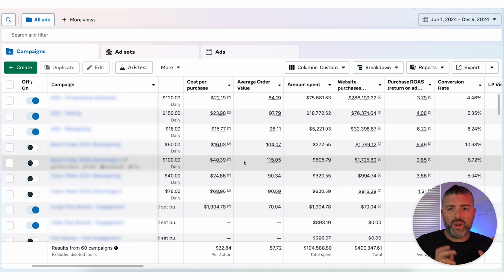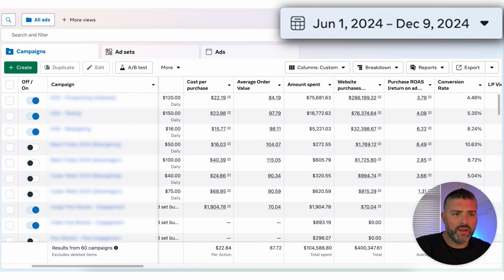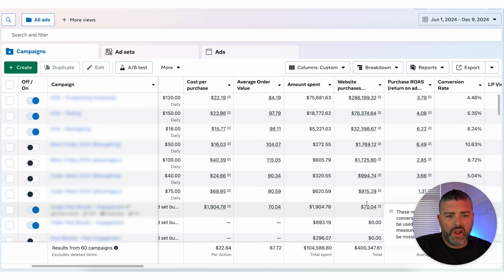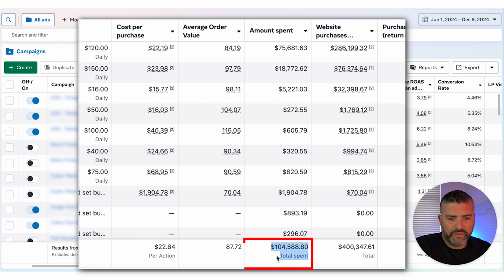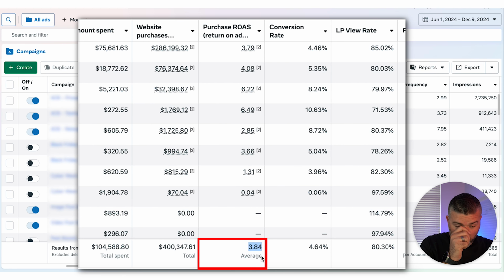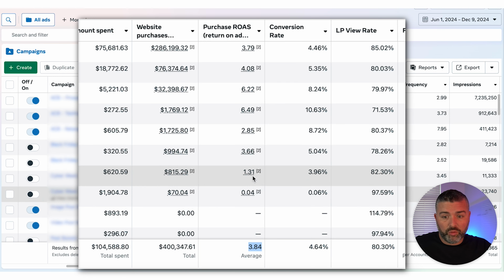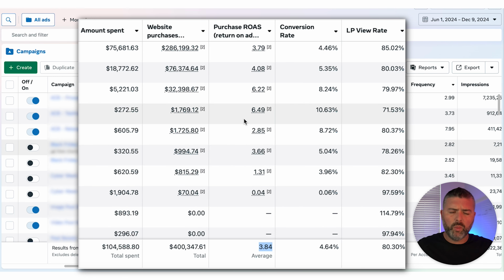All right, guys, so we are in an ad account. I'm looking at a 6-month time frame, give or take here, June 1st to December 9th. And you can see they've spent $104,000. We have a return of 3.84x at the account level. You guys can see these ROAS actually look really good. So the question may be, well, why are they looking to improve results?